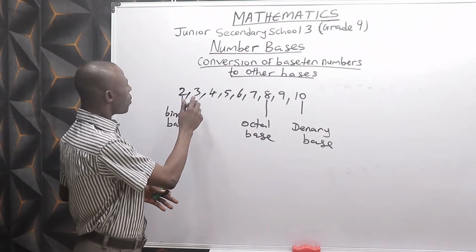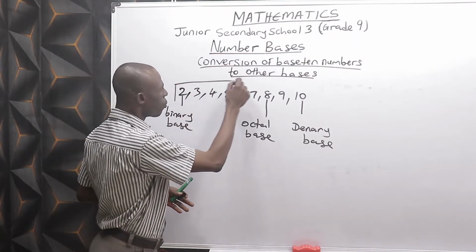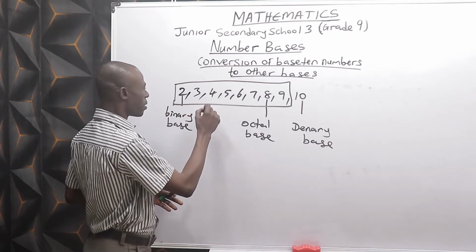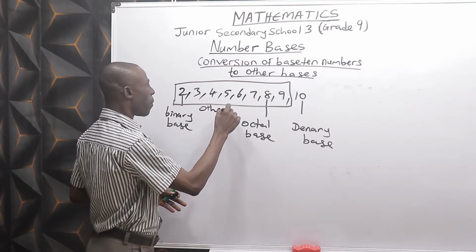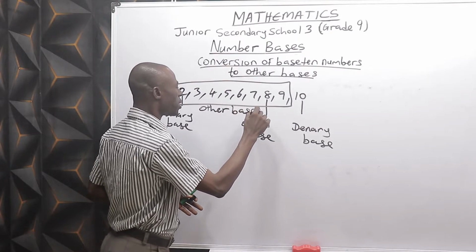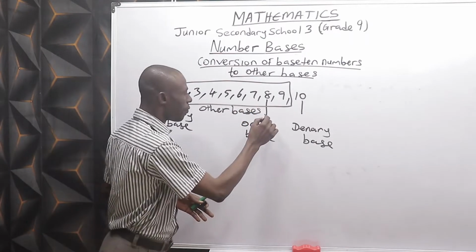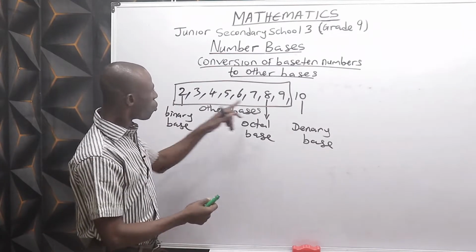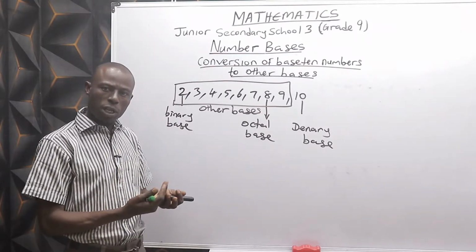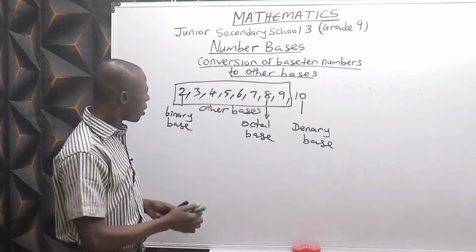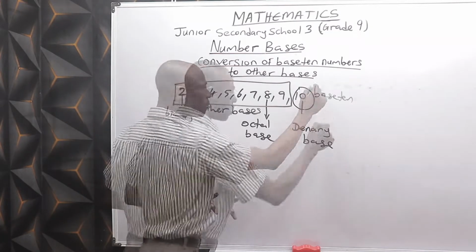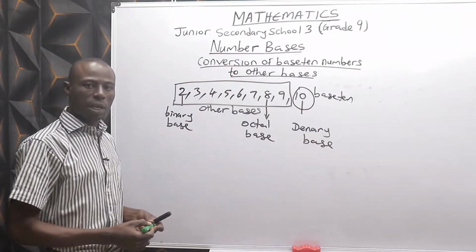Now, from base 2 through to base 9, we call them other bases. Please take note of all these different points I'm mentioning. From base 2 to base 9, we refer to them as other bases, while base 10 remains base 10, which is denary in special name.